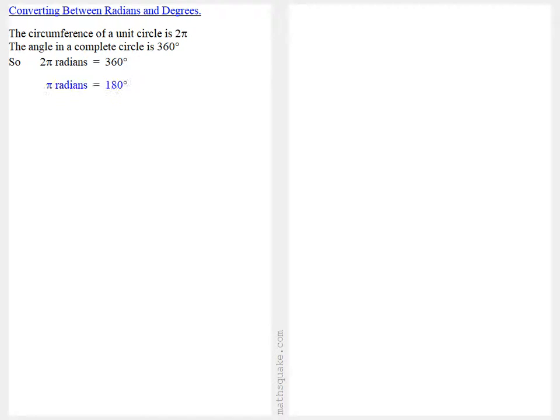Converting between radians and degrees. The circumference of a unit circle is 2 pi. The angle in a complete circle is 360 degrees. So 2 pi radians is equal to 360 degrees, or pi radians is equal to 180 degrees. So 1 radian is 180 degrees divided by pi, which works out to be approximately 57.295 degrees.